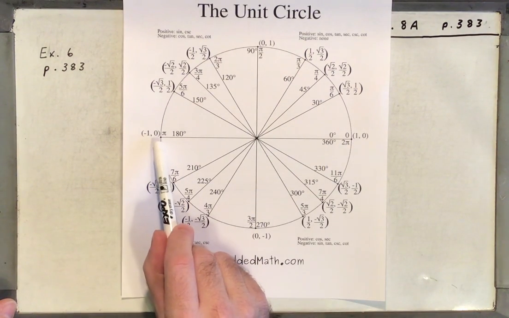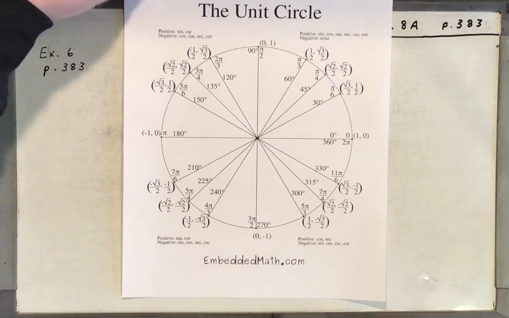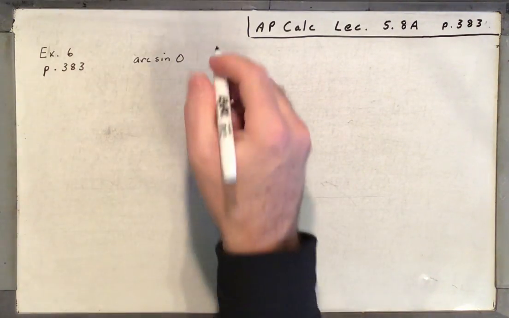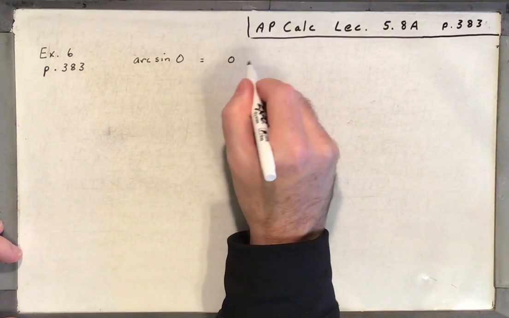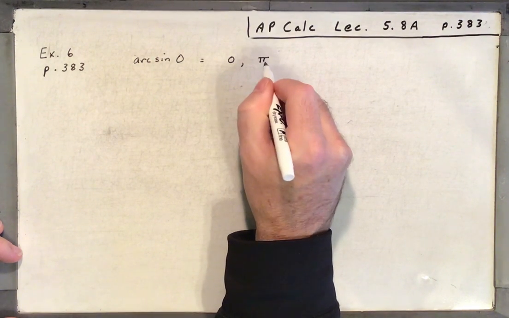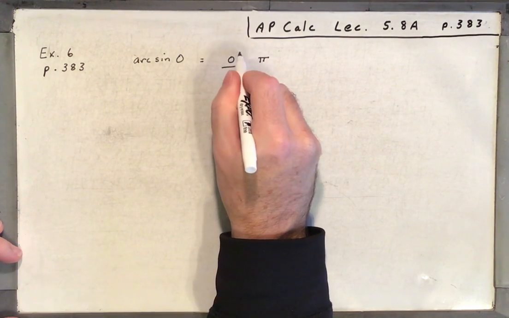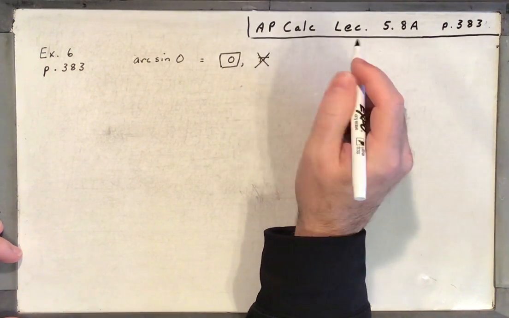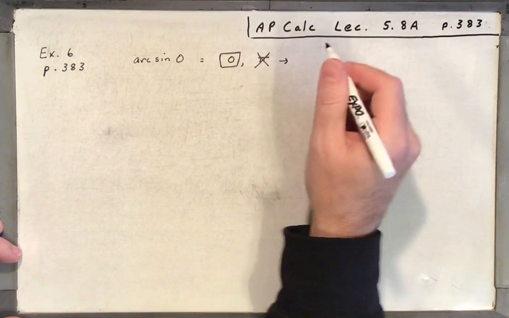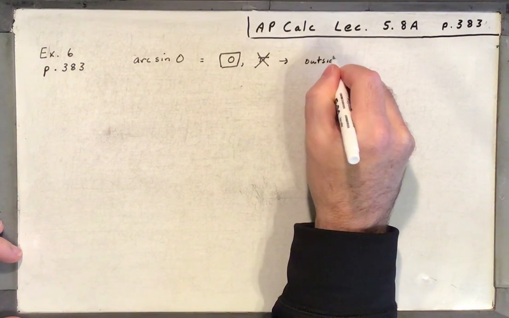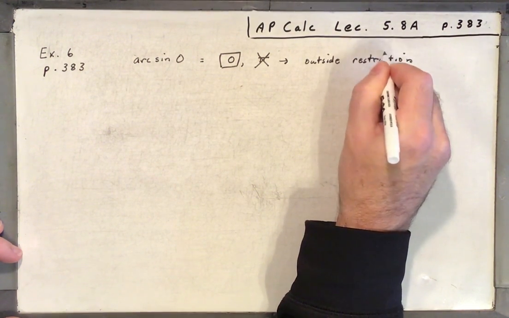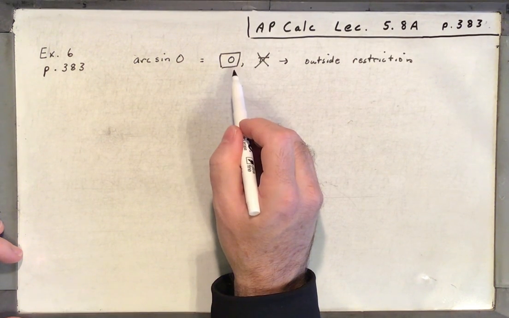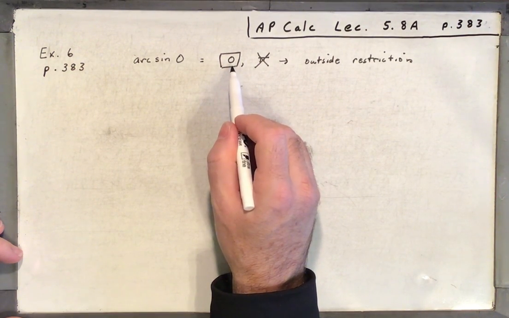But you also have sine at 0 at pi, and pi falls outside the restriction. So the angle whose sine is 0, arc sine of 0, is 0. And that's also true for pi on the unit circle. However, since pi is outside the restriction, we can only report answers between -pi/2 and pi/2. So the answer is 0.